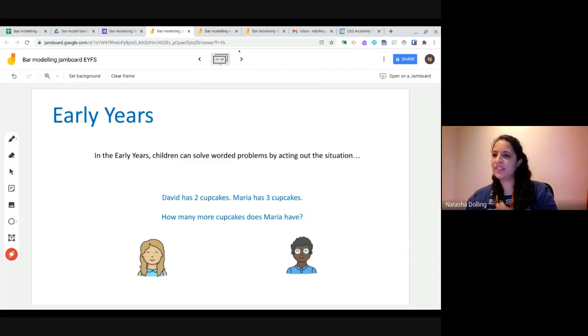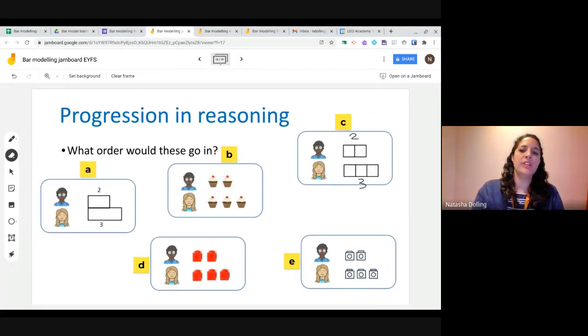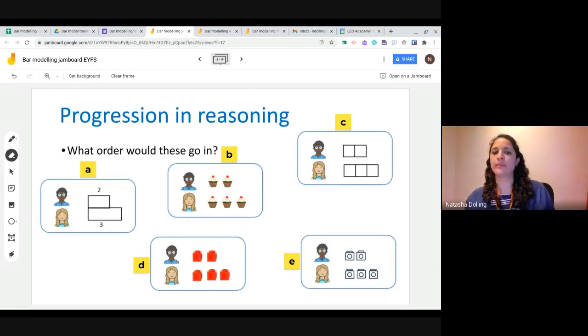Now let's have a look. We've got a slightly different problem. I've kept the numbers all very simple, so we don't have to do any calculating. David has 2 cupcakes. Maria has 3 cupcakes. How many more cupcakes does Maria have? And again, what order would you introduce each of these representations for that problem? What would go first? What would go next, etc.? And what would you end with? And could you pop it in the chat?